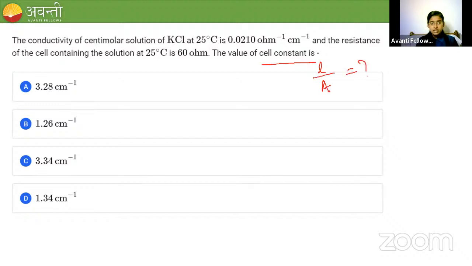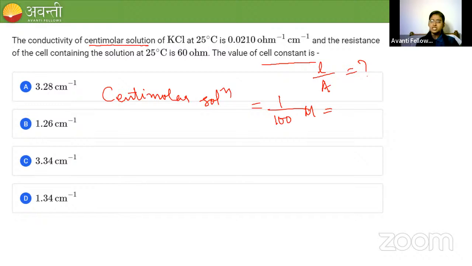And the conductivity of the centimolar solution. Centimolar solution means it is 1 by 100 molar, because centi means 10 to the power minus 2, which is nothing but 1 by 100. So it is equal to 0.01 molar. This is the concentration. And the conductivity of the solution is given as 0.0210 per ohm per centimeter. Conductivity is denoted by the letter kappa.